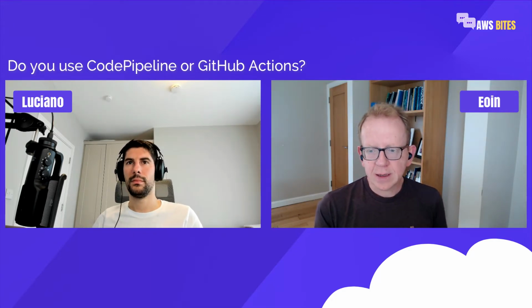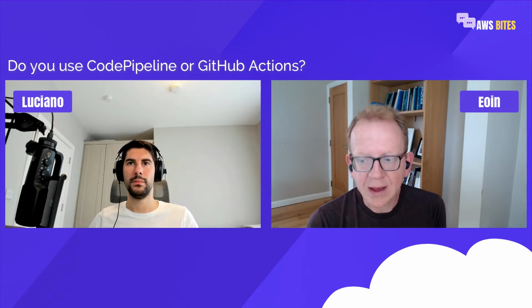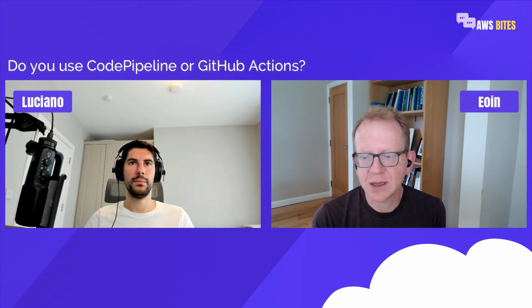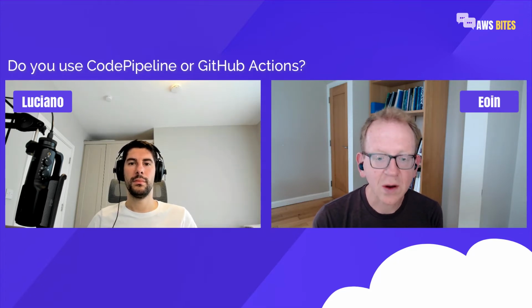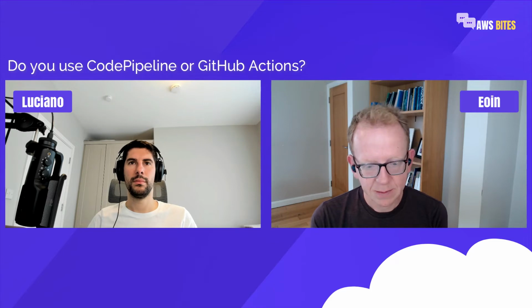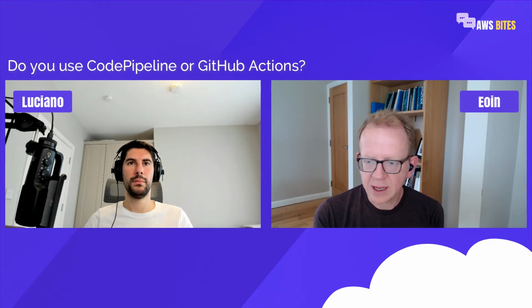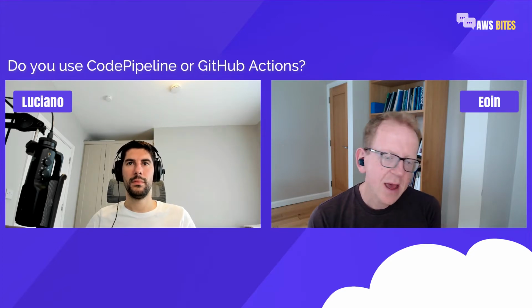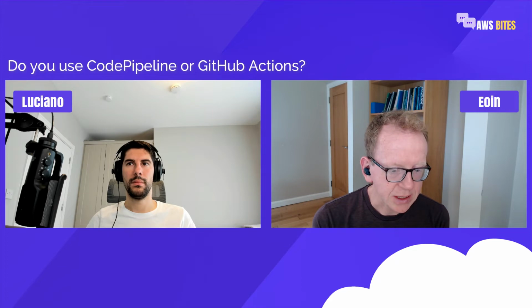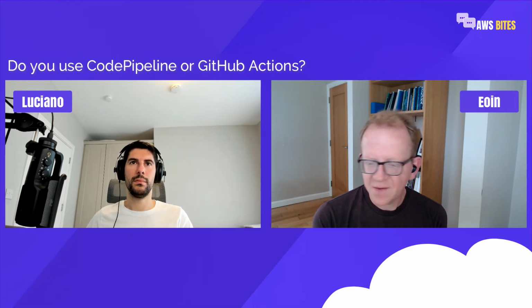CodePipeline then is like a continuous deployment or continuous delivery workflow service. So it allows you to chain multiple stages and actions together. You can use it together with CodeBuild, and it will allow you to orchestrate multiple steps. So in CodePipeline, you have this concept of stages. Each phase of your workflow is called a stage, and each stage can have multiple actions. And actions can be run in parallel or in sequence. And there's lots of different actions you can do.